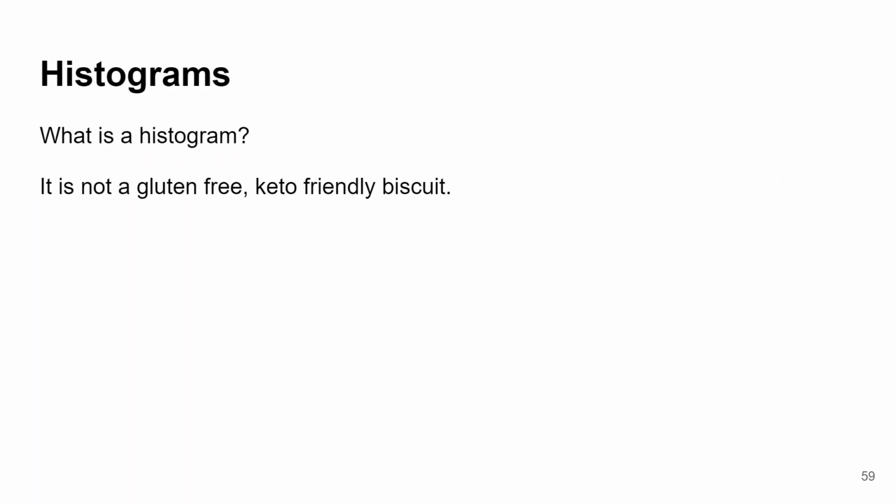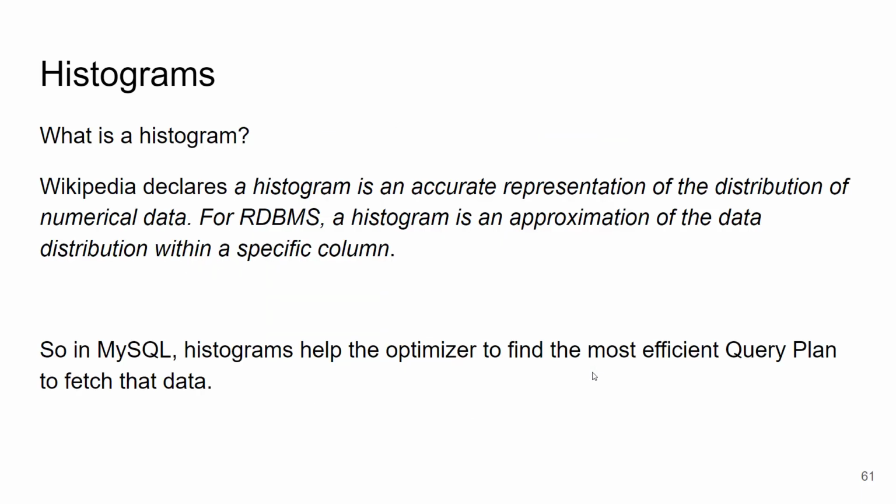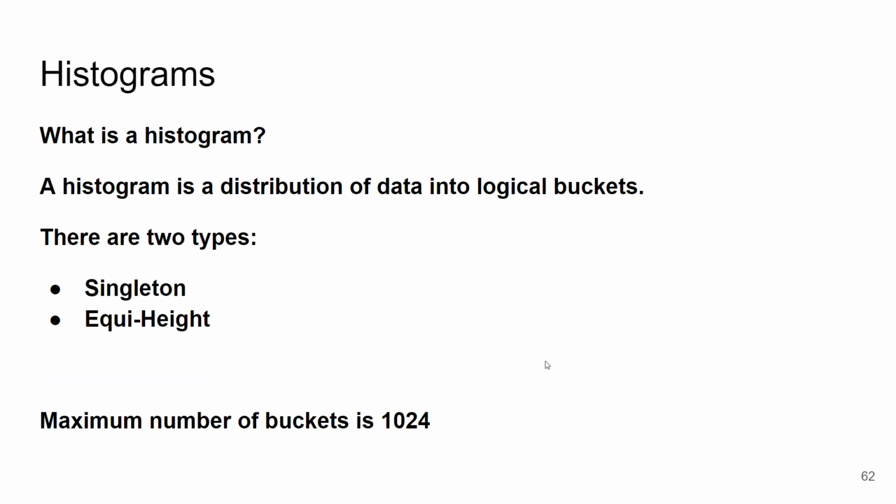Okay, histograms. Histograms are an interesting thing that was introduced with MySQL 8.0. Here's a list of the heights of 10,000 US females put into a bar chart by their height in centimeters. So Wikipedia says a histogram is an accurate representation of the distribution of numerical data. Now, histograms help the optimizer find the most efficient query plan. Well, how does it do that? Well, I'll show you in just a second.